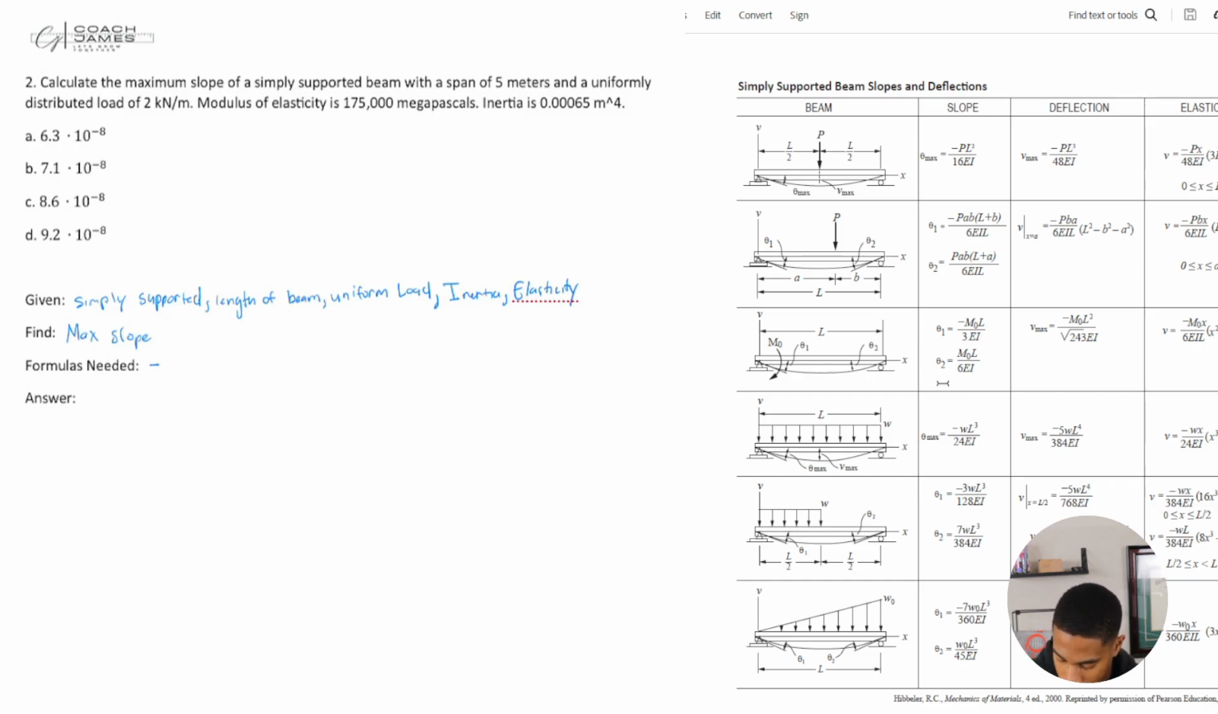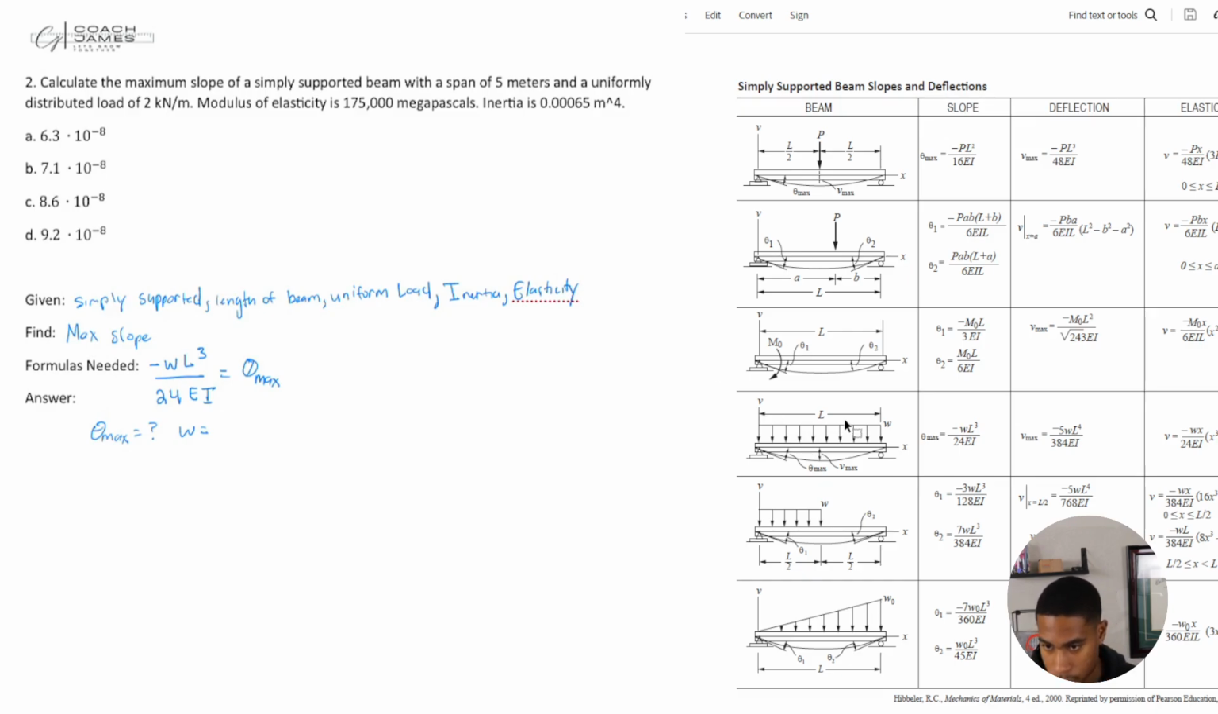Close. Negative WL to the third over... Okay. And I'm going to write out all my values that I'm looking for. So theta max is equal to question mark. W is equal to what?